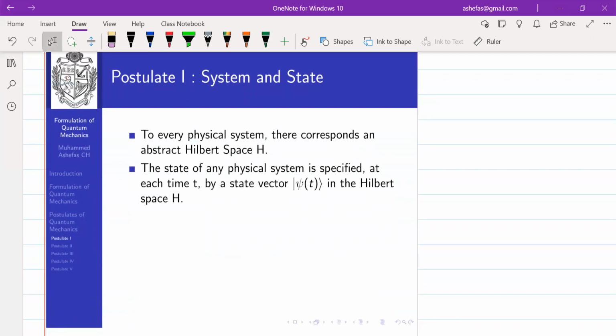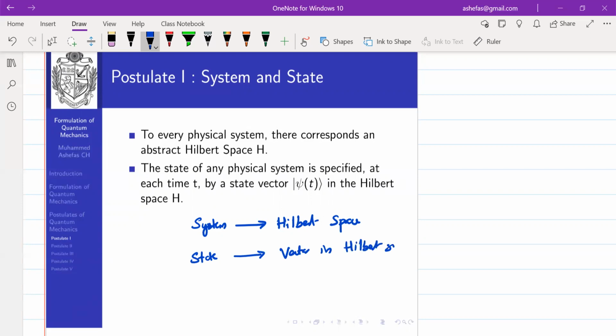The first postulate deals with the system and state. It states that to every physical system, there corresponds an abstract Hilbert space. So a system is mapped to a Hilbert space. Corresponding to every system, there is a Hilbert space. And the second part: the state of any physical system is specified at each time t by a state vector psi of t in a Hilbert space. So the state of the system is represented by a vector in Hilbert space. These are the first postulate.